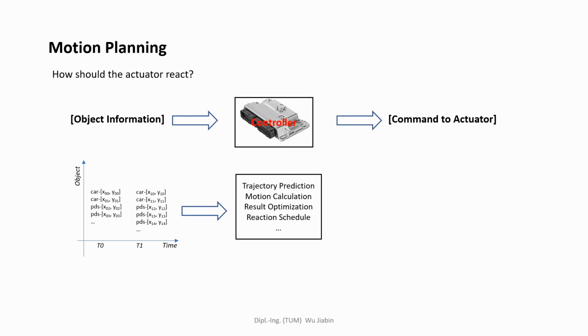Third, to optimize the motion. Because for a given environment, there are many ways to react, but only one of them is the best. The algorithm will find out the best. The last, it will schedule the reaction. ADAS systems always plan ahead, and the schedule will be updated periodically with new incoming object information. The commands sent to the actuator are generated. Here is just an example: because we are using an LED matrix, we'll generate a command matrix.